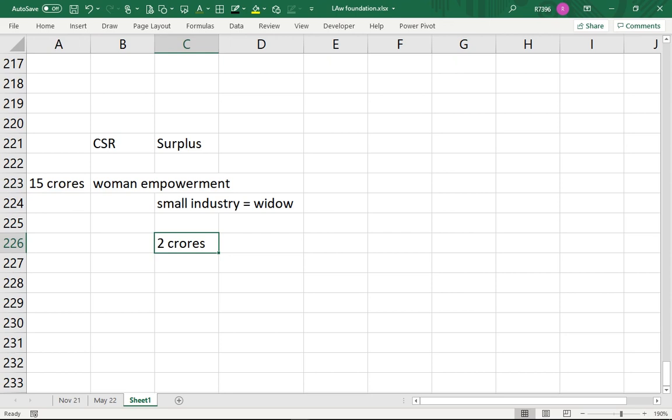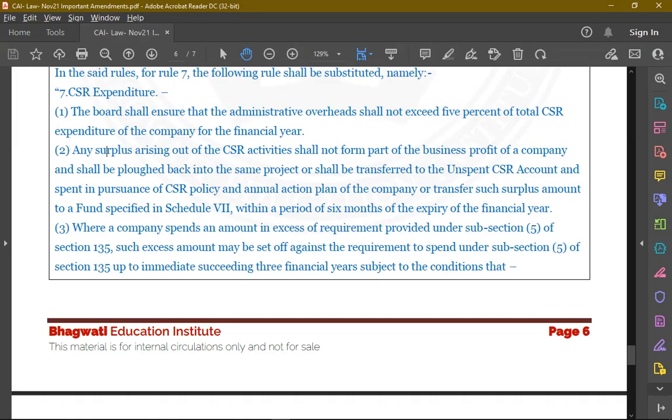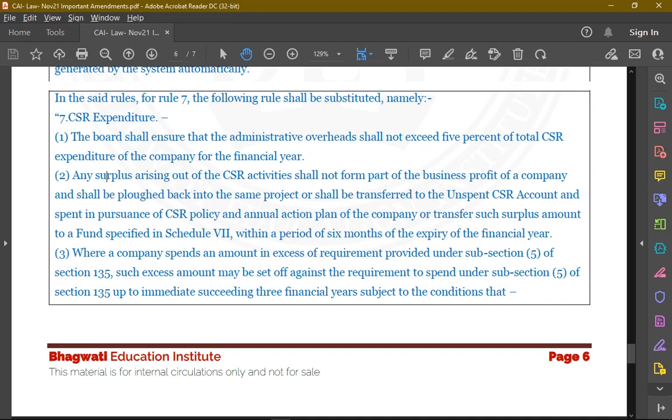So you cannot say that, okay, already I have spent 15 crores, so I can take the setup of this 2 crores. You cannot do that, company cannot do that. What does it mean? If any surplus is left at the end of the year, law says within the period you have to transfer this 2 crore rupees. Look, it's clearly written that any surplus arising out of the CSR activities shall not form the part of the business profit of the company.